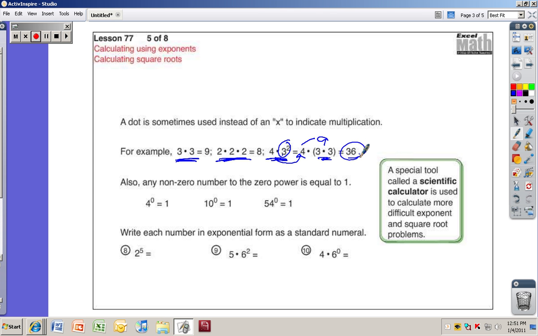Also, any non-zero number to the 0 power is equal to 1. So a lot of kids forget this. 4 to the 0 is equal to 1.